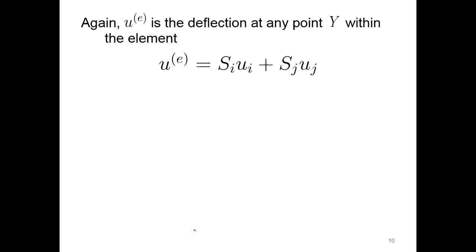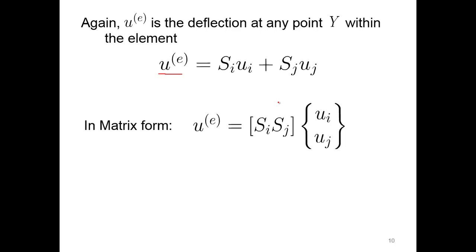Again, I'm rehashing this many times. This is the deflection at any point within the element. So the u superscript is the deflection at any point within our element. In matrix form, we could take our shape function at node i and shape function at node j as a row matrix, and then we have our deflections here. There should be a space between these two, but just FYI. If we multiply this row times this column, we basically recreate this equation up here.